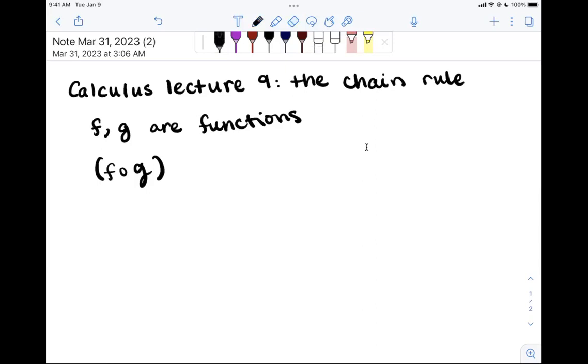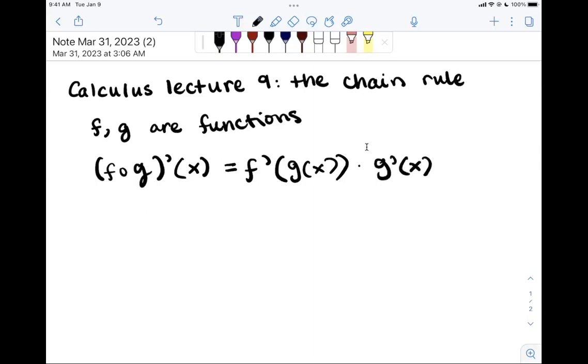Now the chain rule tells us that (f of g)' of x, the derivative of a composition, is given by this formula. We take the derivative of the outer function f, so that's the second function, and then we apply it to g of x. And then we multiply by the derivative of the inner function, so times g prime of x.